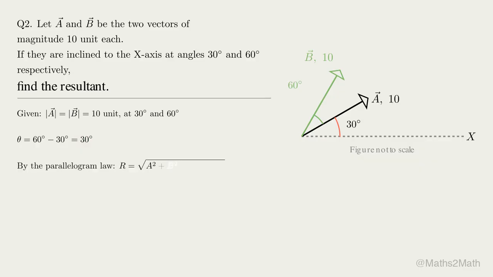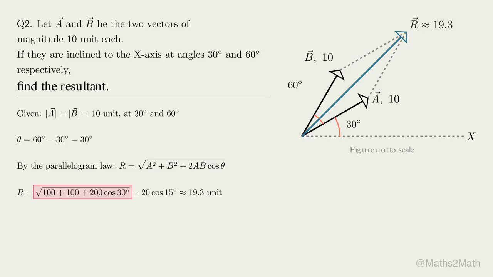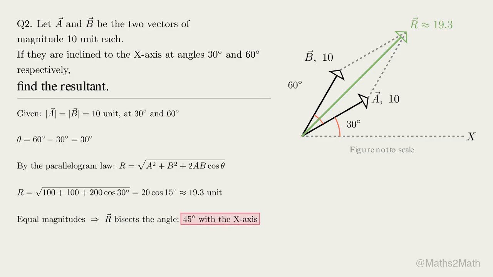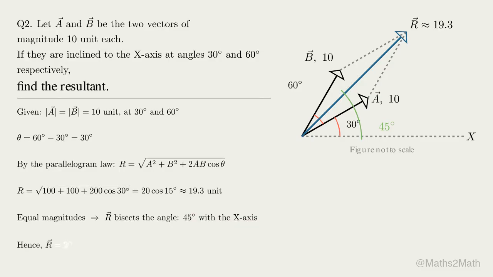By the parallelogram law, the resultant is the root of A squared plus B squared, plus 2AB cosine theta. Substituting, root of 100 plus 100 plus 200 cosine 30, which is 20 cosine 15, about 19.3 unit. Since the magnitudes are equal, the resultant bisects the angle between A and B. It lies at 45 degrees with the x-axis. Hence, the resultant is 20 cosine 15, about 19.3 unit, at 45 degrees with the x-axis.